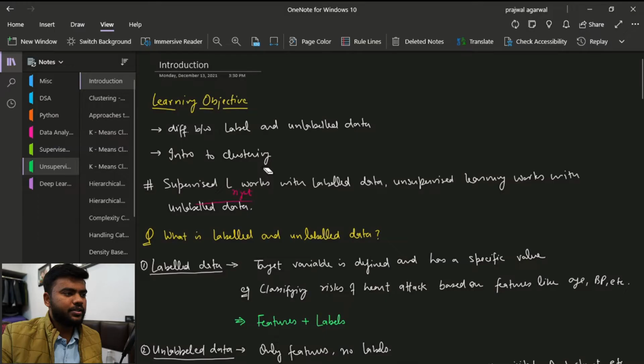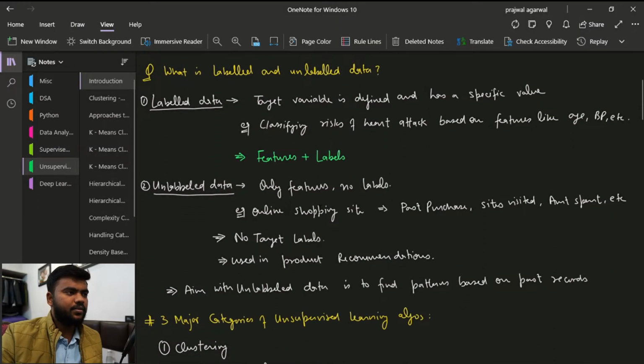Hi, in this video we are going to start with unsupervised learning, and this video is going to be an introduction for unsupervised learning where we are going to see a lot of methods that we use to evaluate unsupervised learning algorithms. So the first thing that we will discuss is what is the difference between labeled and unlabeled data.